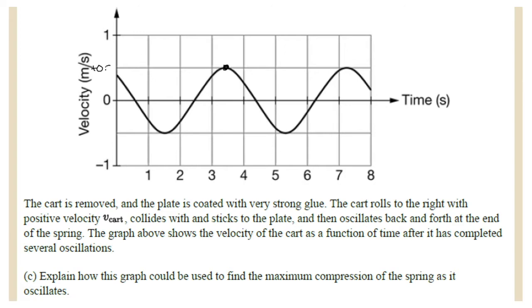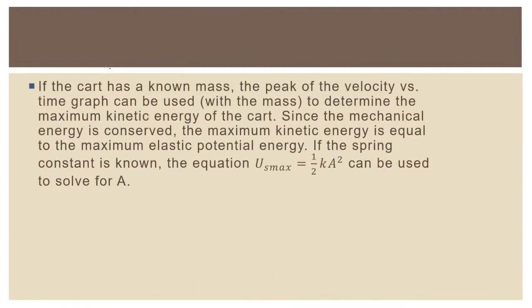This is positive 0.5 meters per second. So we very clearly know what the maximum speed of the cart is, and therefore, if we knew the mass, we'd very easily be able to figure out the maximum kinetic energy of the cart. That, of course, could be used to determine the maximum elastic potential energy of the cart, since the mechanical energy is conserved. So as I said here, since the mechanical energy is conserved, the maximum kinetic energy is equal to the maximum elastic potential energy.